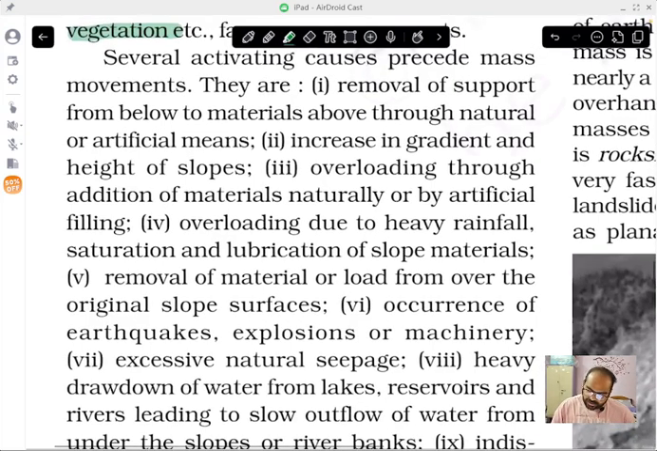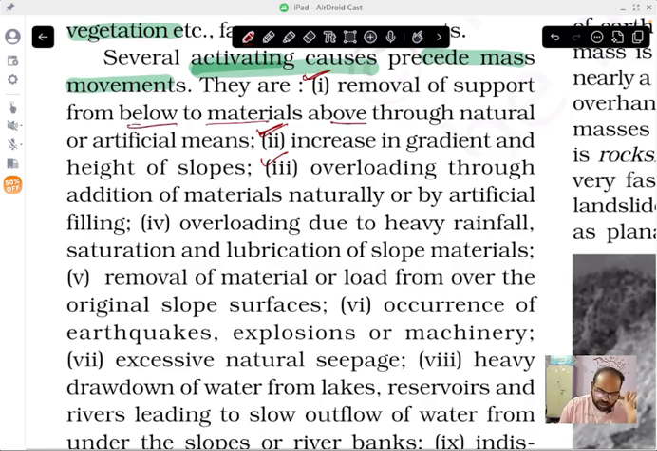And activating causes precede mass movements. That is, the causes mentioned here trigger mass movement. They do not favor, they trigger. They make the mass movement happen. First, the ones mentioned here happen, and after that, mass movements take place. What are those activating causes? We look into it. Removal of support from below to materials above through natural or artificial means.